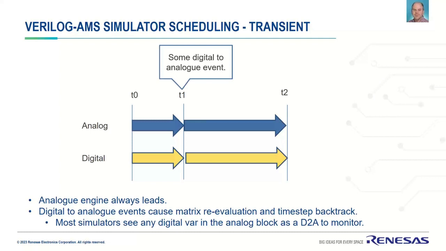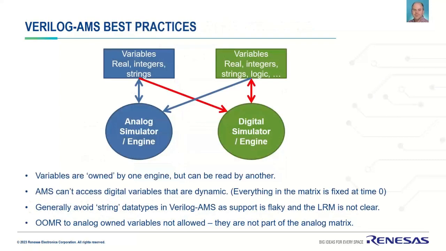Something I do see people do is back annotate SDF in AMS. What does that do? It means you've got loads of digital outputs that are all skewed by picoseconds. So that kicks the analog solver, and that happens a lot. So what can we do?